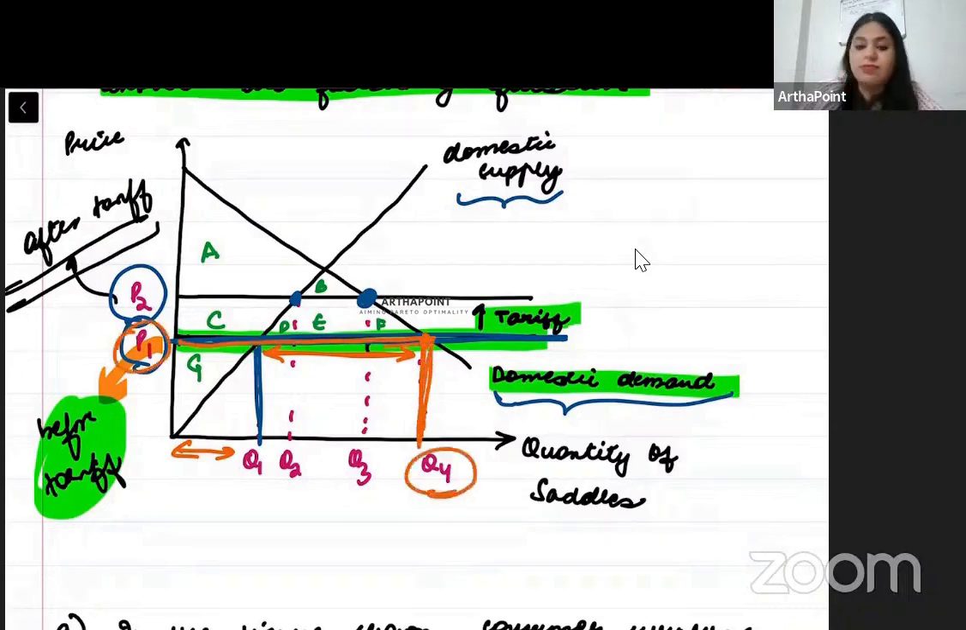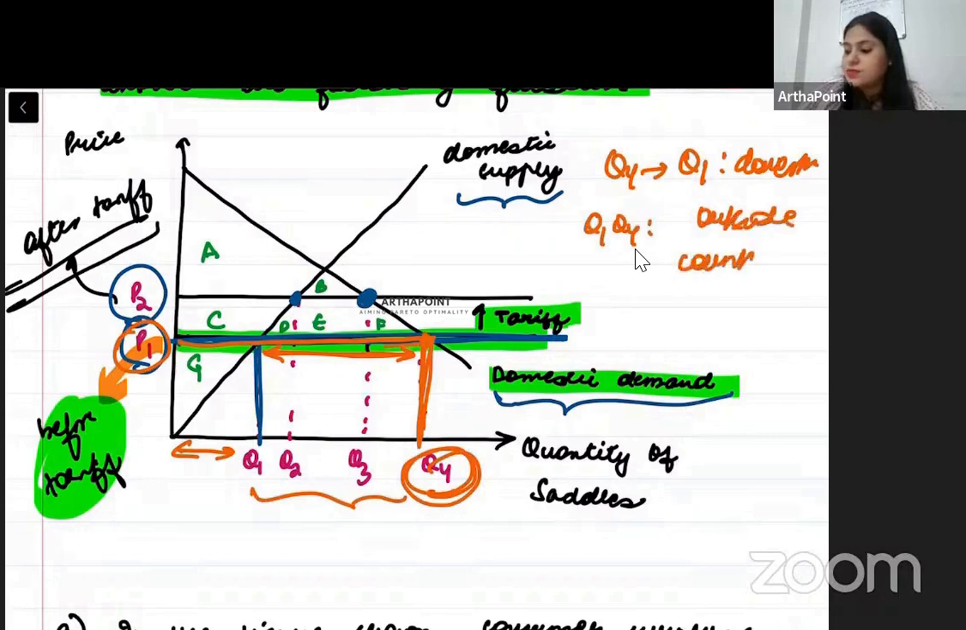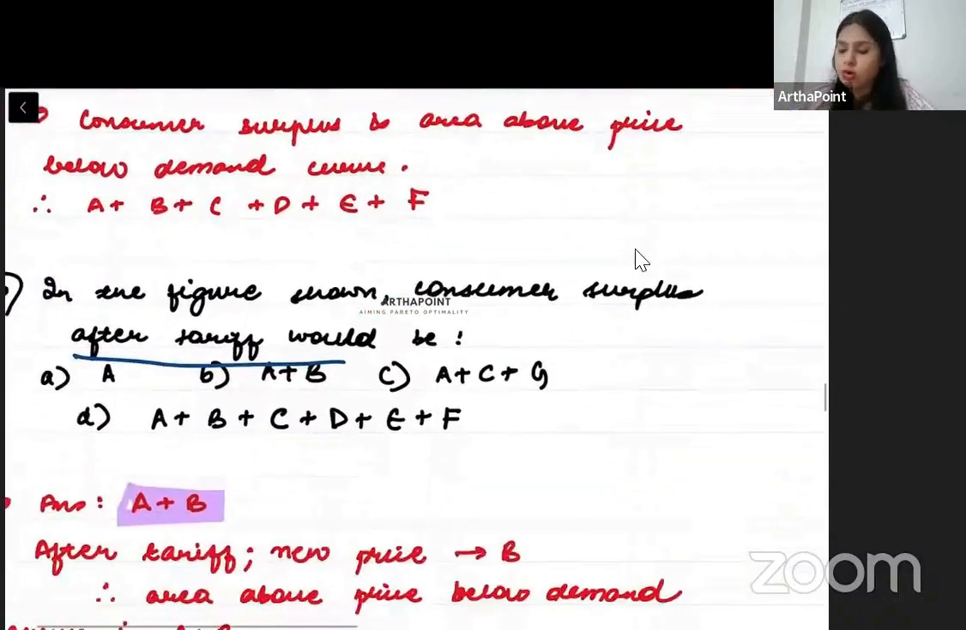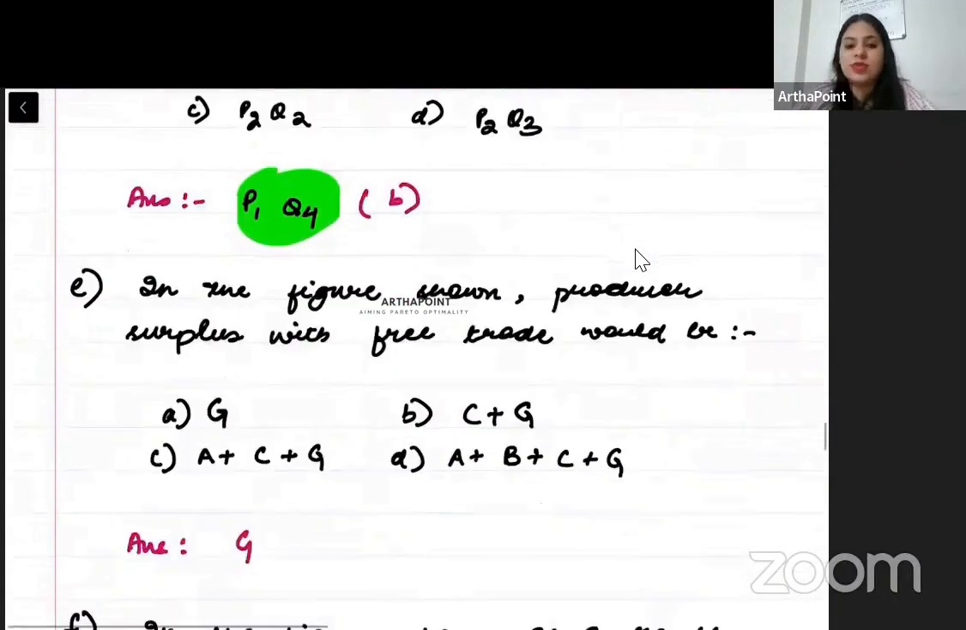At price P1, the quantity is Q4. It's just that out of Q4, Q1 will be coming from the domestic part, and the remaining, from Q1 to Q4, will be coming from outside the country, or imported. But the entire demand would be fulfilled. It's a free trade economy, so you will be trading with others. So the answer will be P1, Q4. Come to the next part.